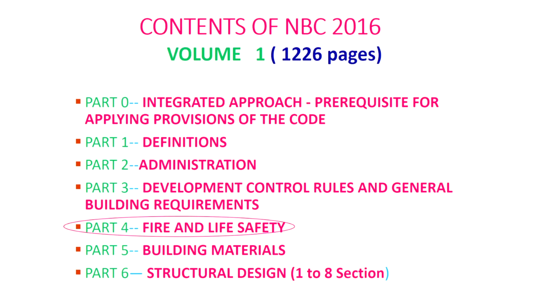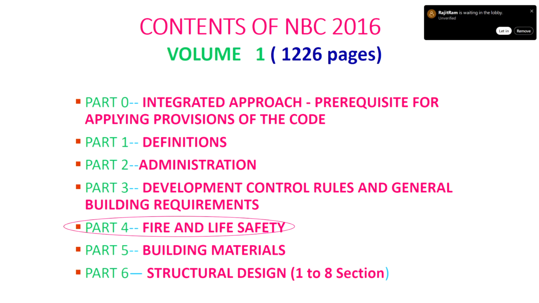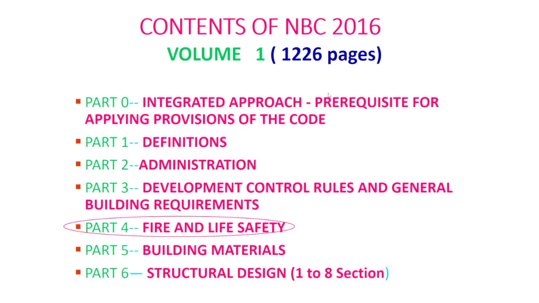Okay, now we come to this Volume 1, which has the various chapters. Because it will be important to know which chapters deal with what. So I'm just trying to tell you, this is Part 0. It's the integrated approach, prerequisite for applying provisions of the code. Now this may not be directly relevant to us. Those who want to apply, maybe for getting approvals for other things, it comes under this. Second, Part 1 is called definitions. We'll see some of the basic definitions which are required from our point of view also.